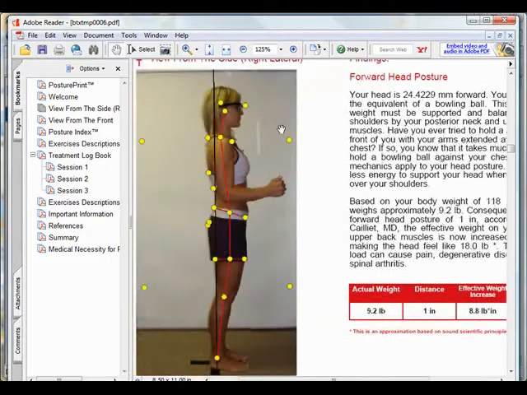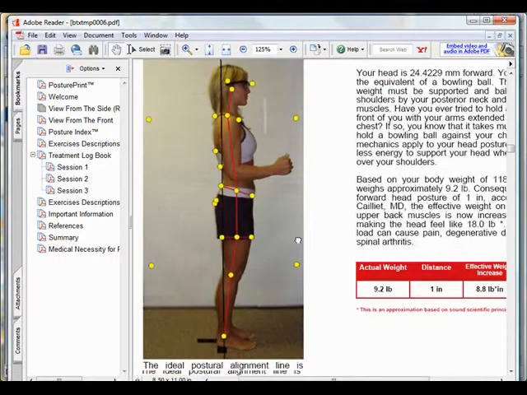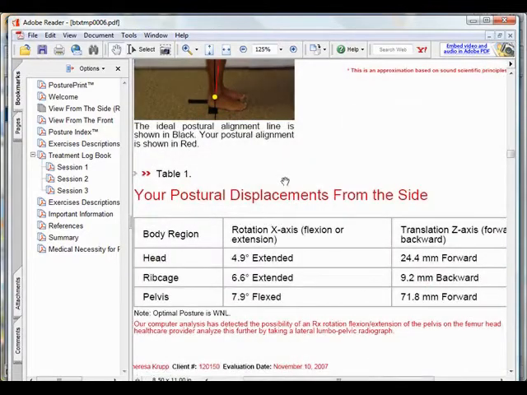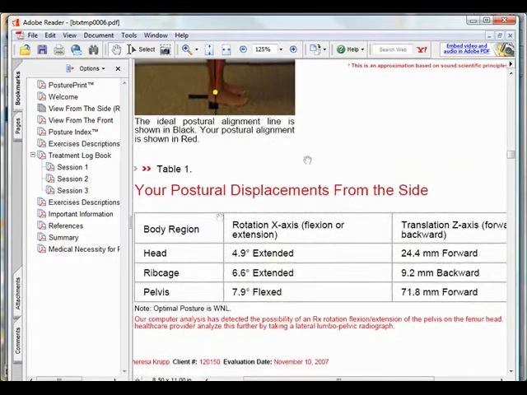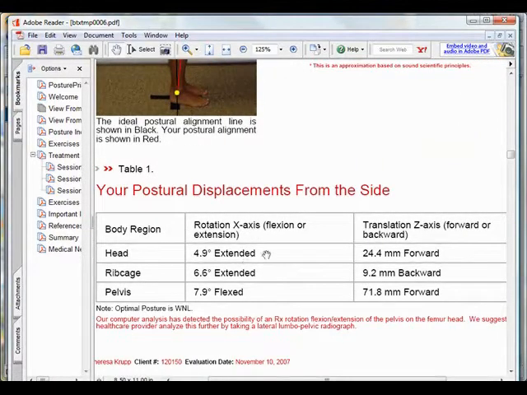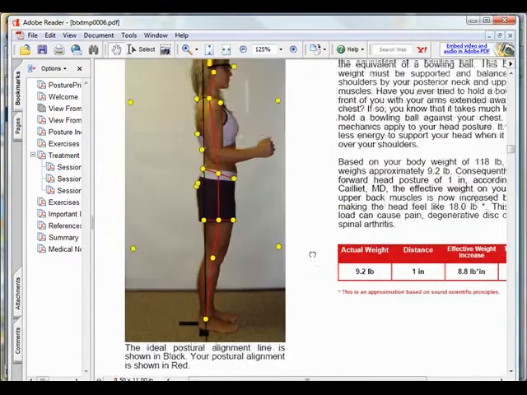And there's lateral views. So the red line is where the patient is. The black line is normal. They can see that they're not normal. And if we scroll up here, let me make this window a little bit smaller so you can see more of the PDF document. We have the displacements in degrees as well as the z-axis. So obviously her head is 24 millimeters forward, the thorax is 9.2 millimeters backwards, and her pelvis is 71.8 millimeters forward. So those are the displacements from normal.